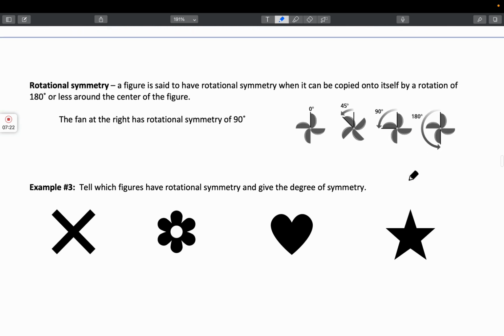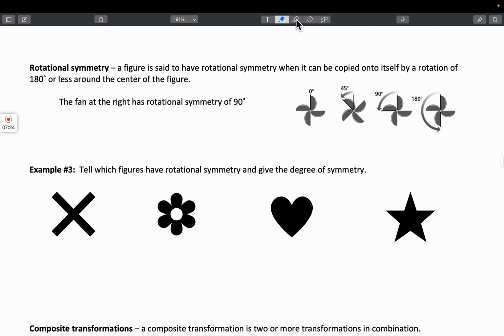All right, moving on to our notes here, we've got another definition on rotational symmetry. A figure is said to have rotational symmetry if it can be copied onto itself by a rotation of 180 degrees or less around the center of the figure.